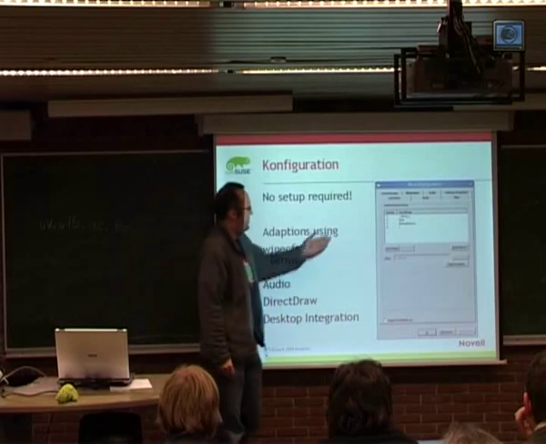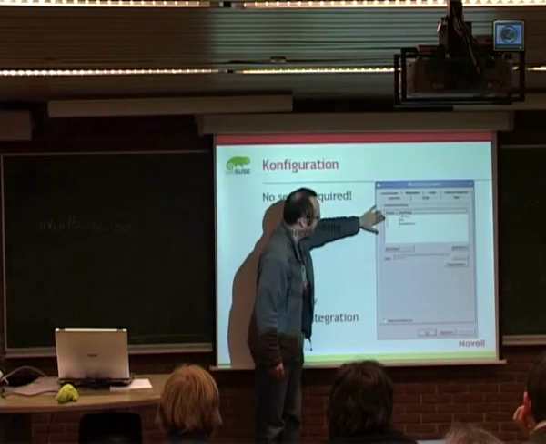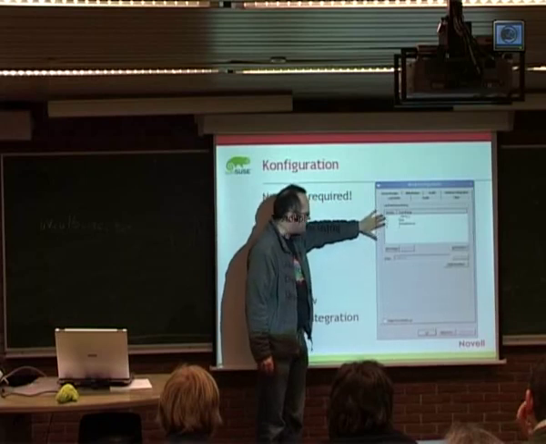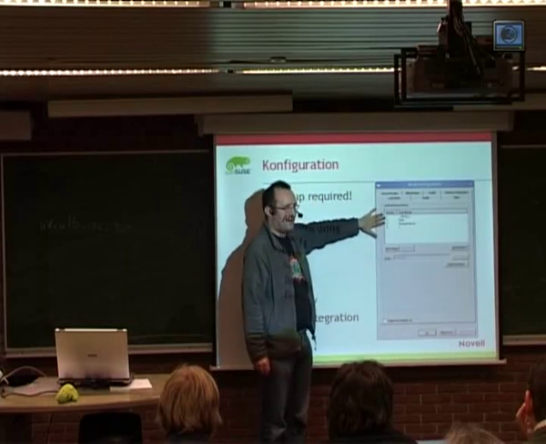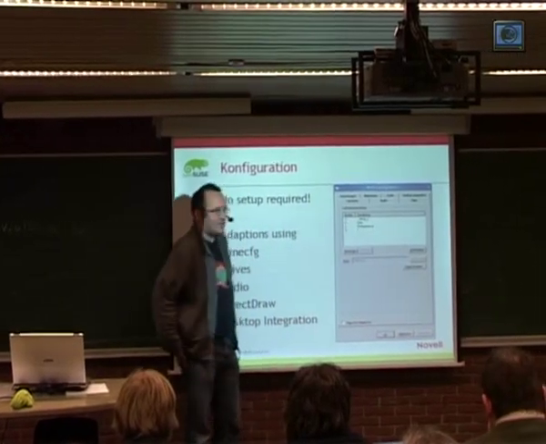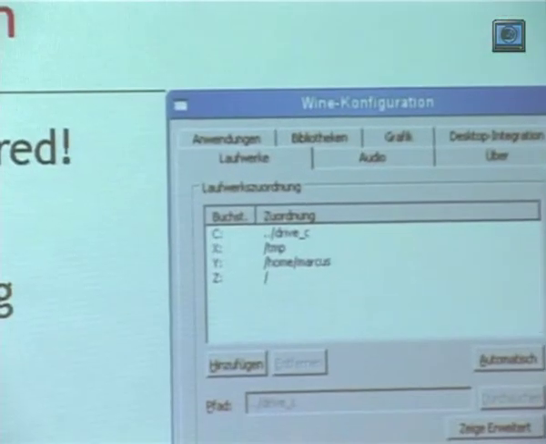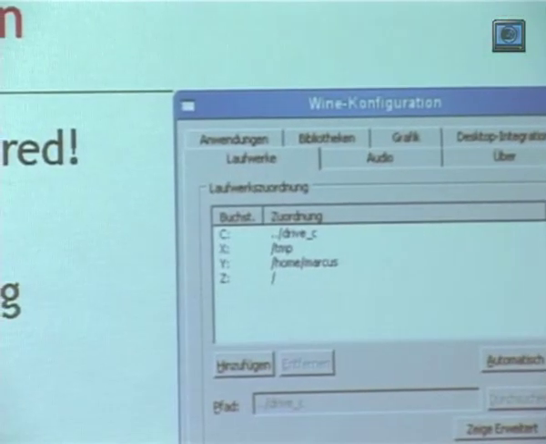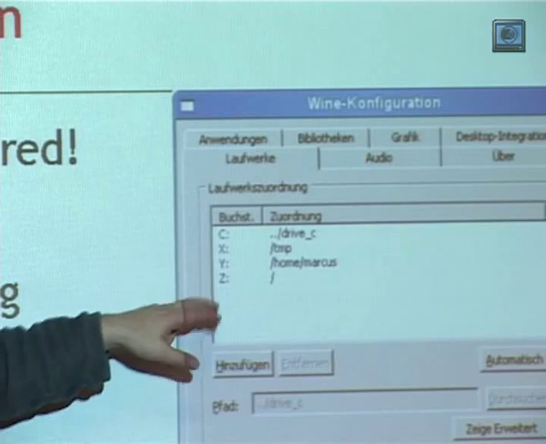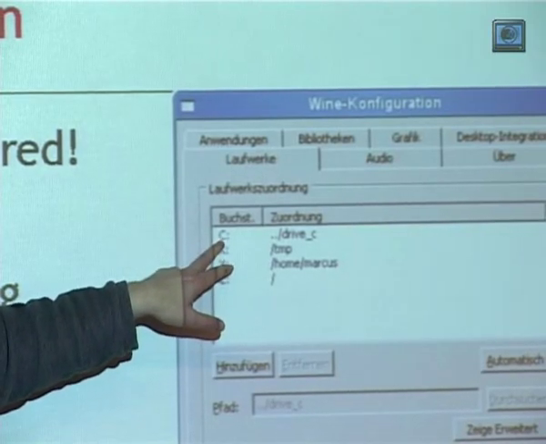And here's the main thing where you can, it's a bit small printed, but where you can select the drive letters to which Unix path they point. Of course, we cannot remove the drive letter concept from the Windows application, so we have to map them. And we have some standard mappings. We have a virtual C drive, which is in the home directory under .wine.